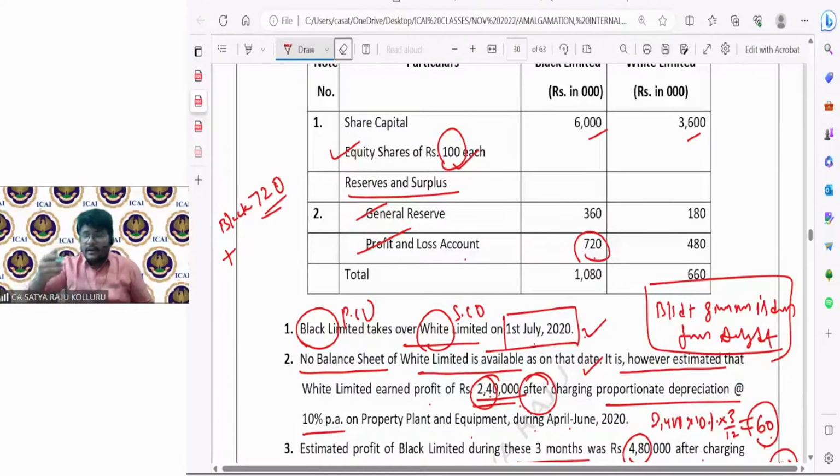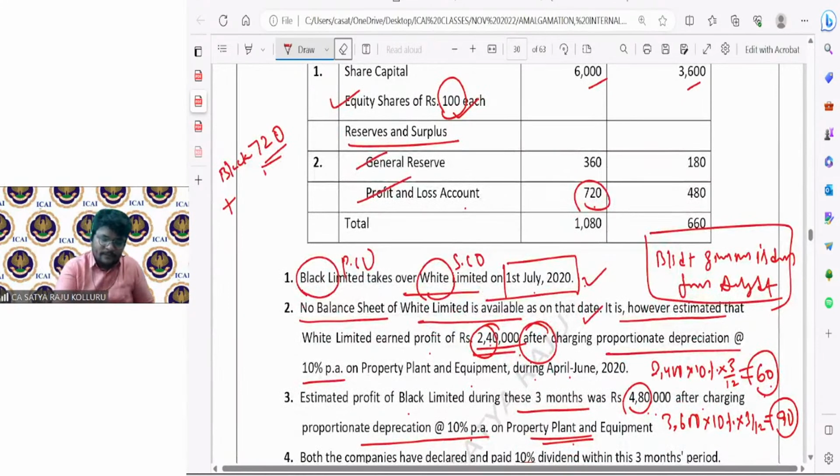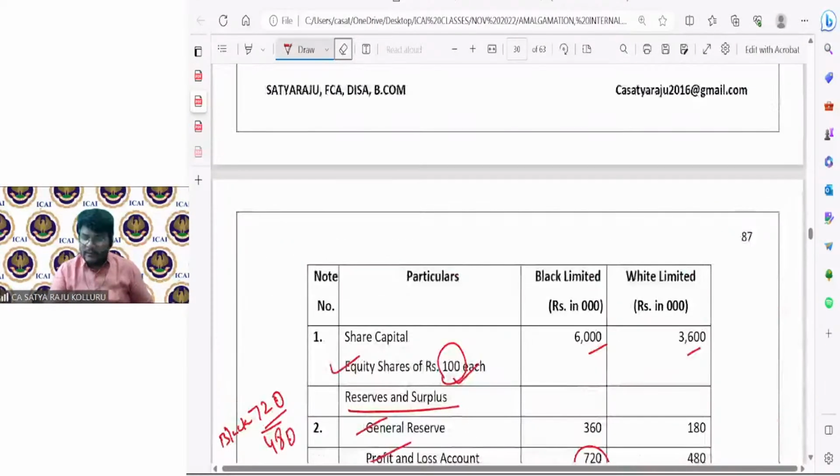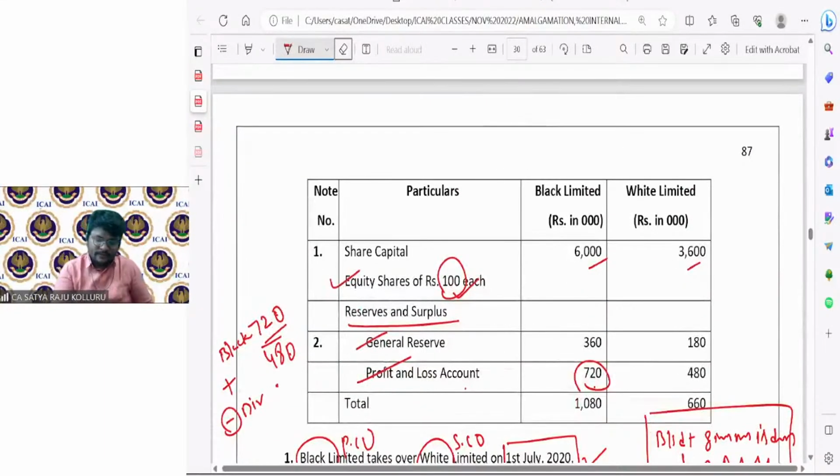I need to consider the Black Limited 3 months profit as well. I know Black Limited 3 months profit, which is 480. And Black Limited declared the dividend as well. Don't ignore that. At the time of declaration of the dividend, the entry is P&L account debit to dividend payable, then dividend payable to bank. That's why you need to decrease to the extent of dividend from the P&L as well. So dividend was how much? So 10% of dividend means 360. Now if you work out 720 plus 480 minus 360, I got 840.